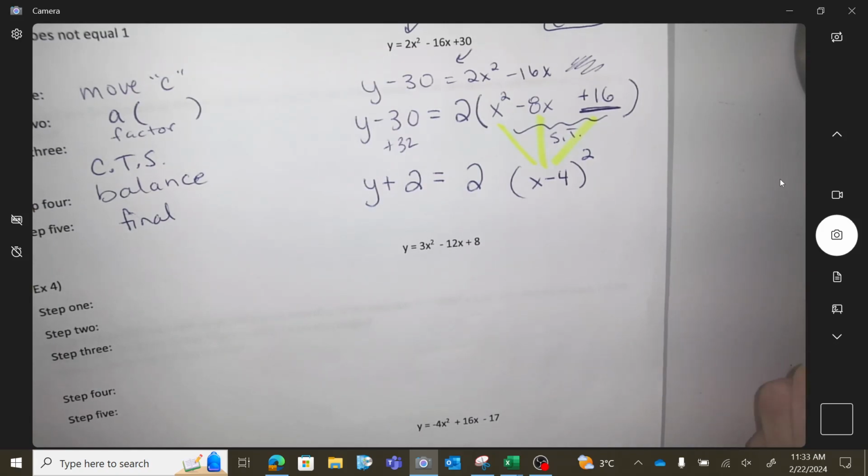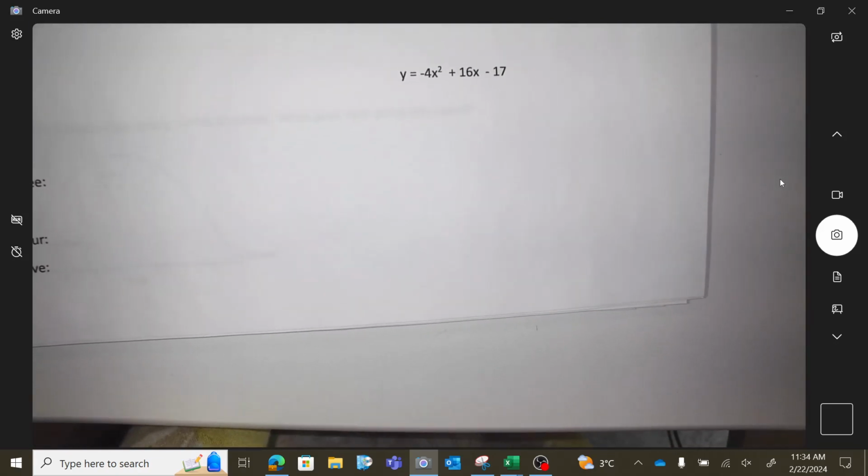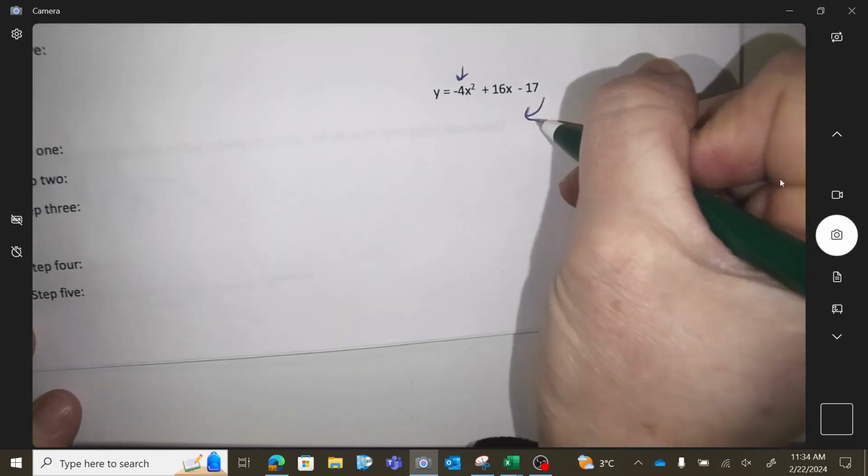Okay, we'll do one more hard one. I'm going to skip this. I'm going to go to that one because I see a negative in the front of that one. That's different, so we're going to see. Okay, ready? Step 1. Get that out.